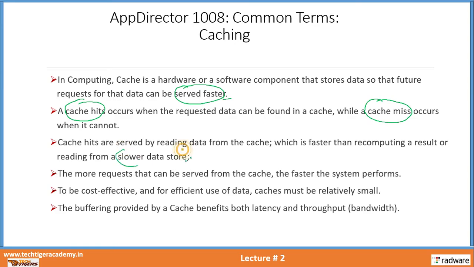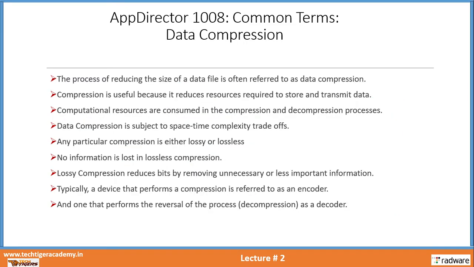What do you understand by a slower data store? Hard disk. Hard disk is a slower data resource, right? RAM is a faster data store. The more requests that can be served from the cache, the faster the system performs. To be cost effective and for efficient use of data, cache must be relatively small, and the buffering provided by cache benefits both latency and throughput. Okay, so that's very important, guys. Let us move on. Next is data compression.